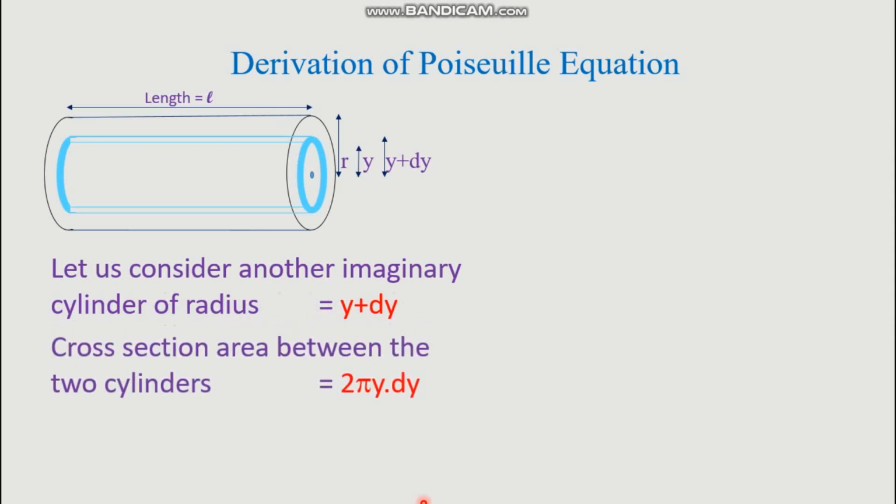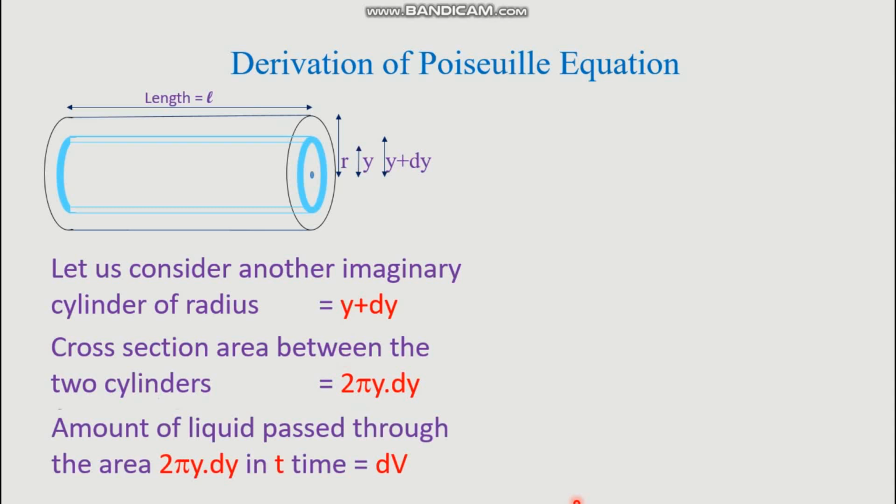And the cross-section area between these two cylinders is the area of this ring. What is the area of this ring? Very simple. It is the width between these two cylinders and the circumference of this circle. The circumference of this circle is twice pi y, whereas the width of this ring is dy. So when dy is multiplied with the circumference of the small circle, that is twice pi y, the area of the ring is obtained. So the cross-section area between the two cylinders is twice pi y into dy. Now what is the amount of the liquid?